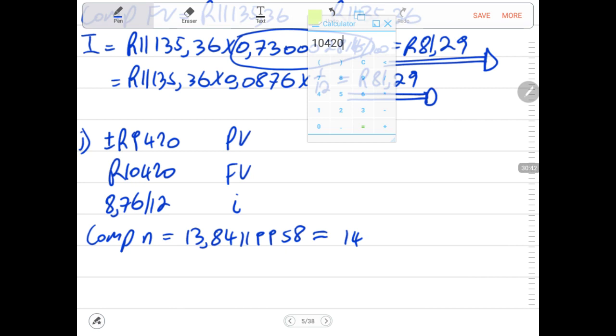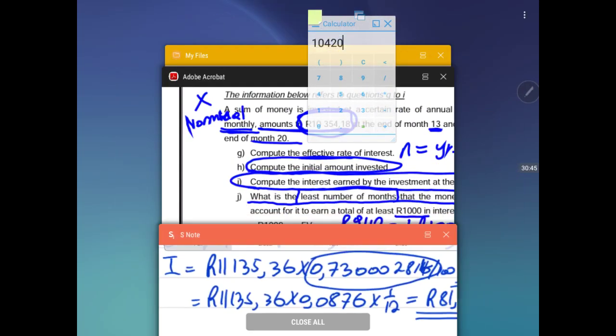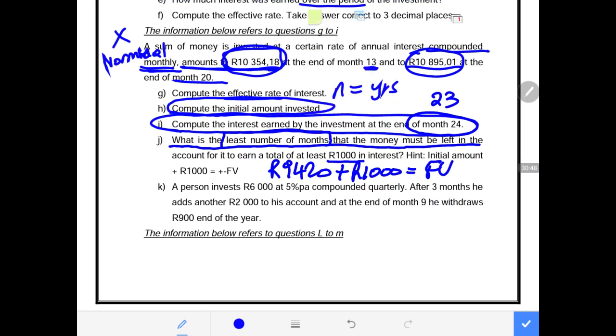Then the question was, how long must this be left in the account for it to earn interest of 1,000? The least number of months that the money must be left in the account for it to earn a total of at least 1,000 in interest. We calculated that it should stay 14 months so that it can amount to an interest of 1,000. Then total will be 10,420.